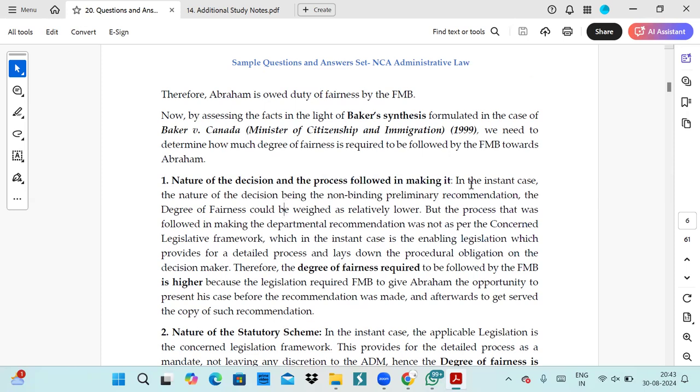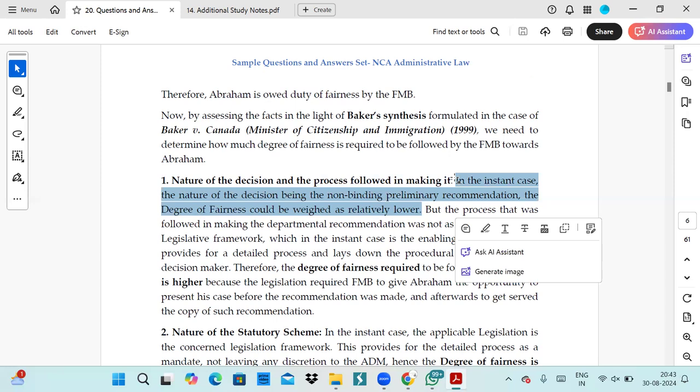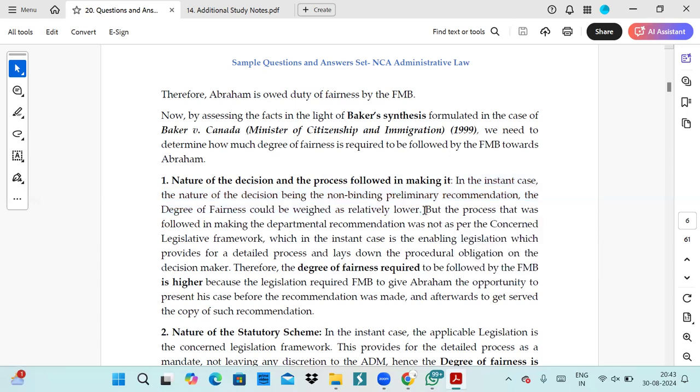Now, in the instant case, the nature of the decision is a non-binding preliminary recommendation. The degree of fairness could be pegged as relatively lower because it is not the final decision. If it is a final decision, the degree will be higher. If it is not a final decision, the degree is lower. That is the criteria from the syllabus. But the process that was followed in making the departmental recommendation was not as per the concerned legislative framework.